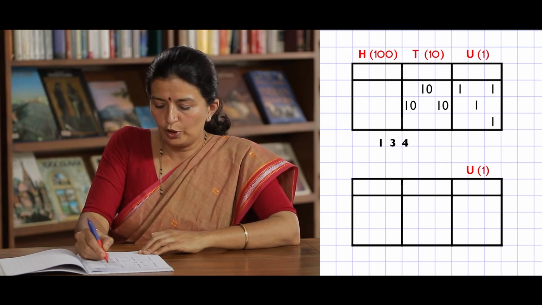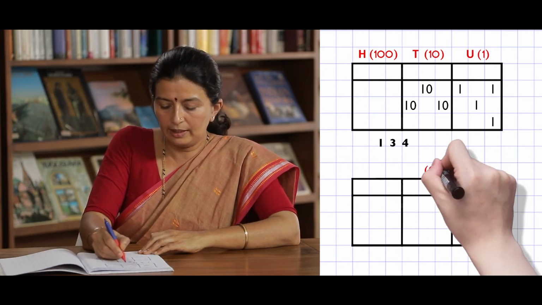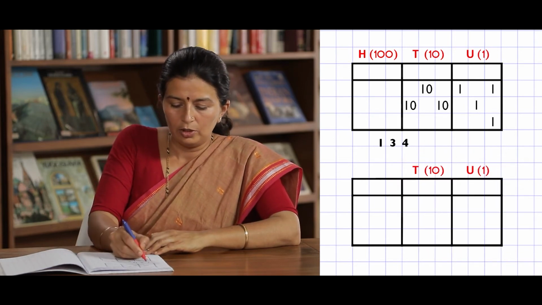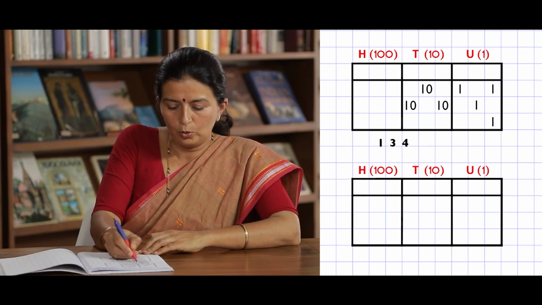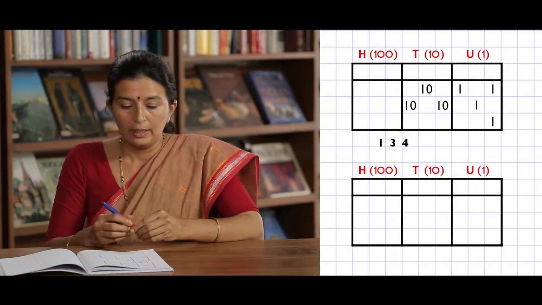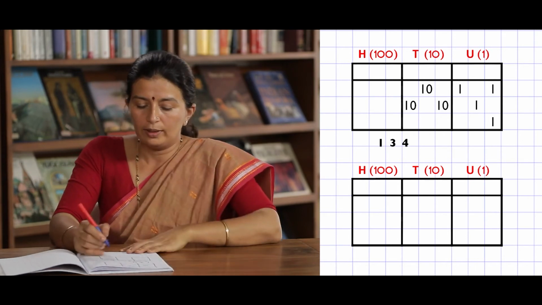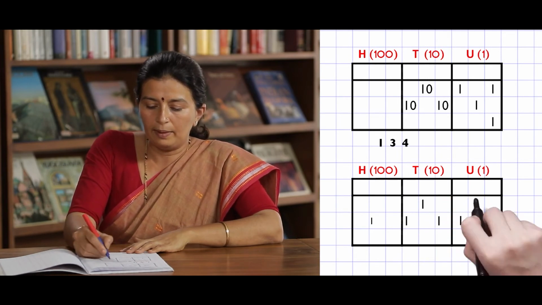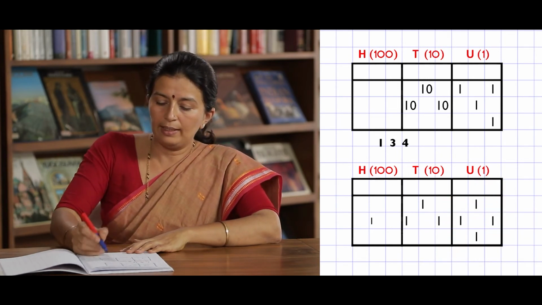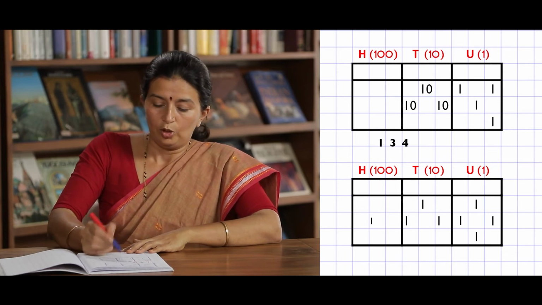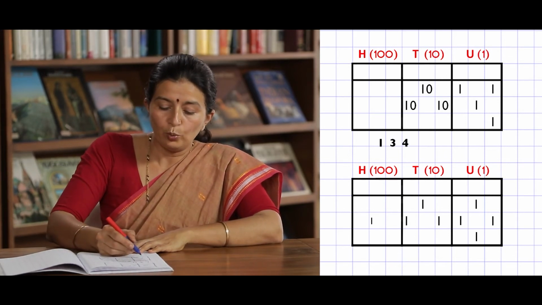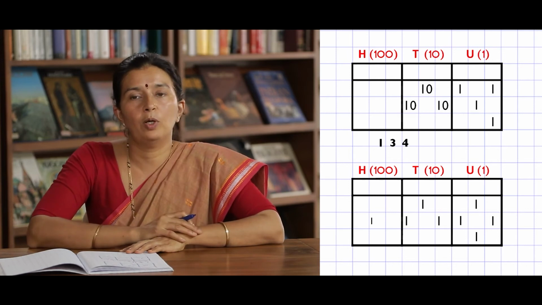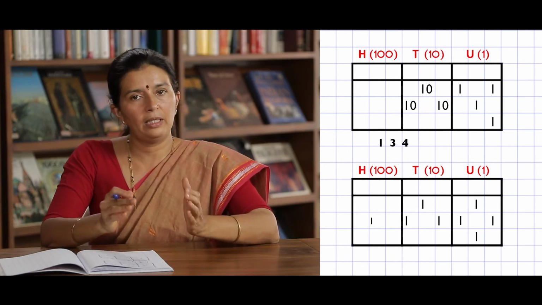Now, there may be another question. This is unit place. Let us write 1. In tens place, let us write 10. Hundreds place, let us write 100. Now, for 134, why shouldn't we write 134 like this? Units place has 4, tens place has 3, and hundreds place has 100. Why can't we write it like this?